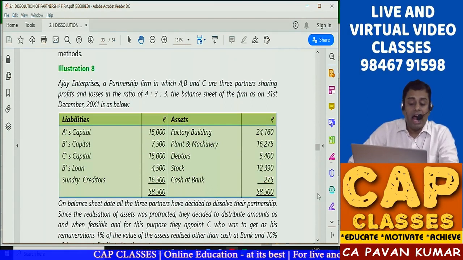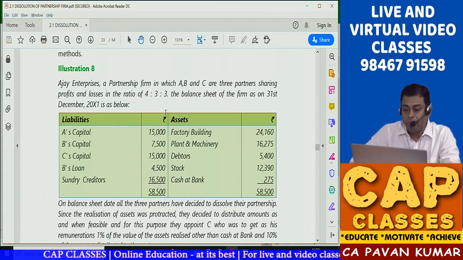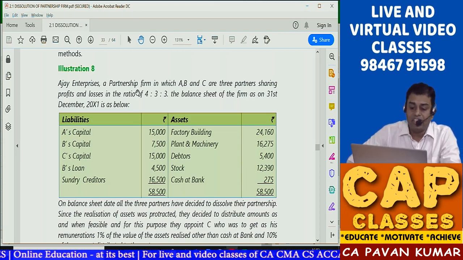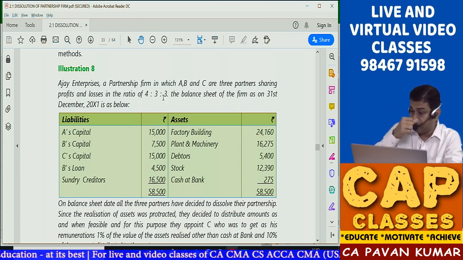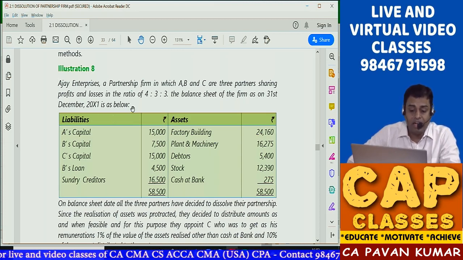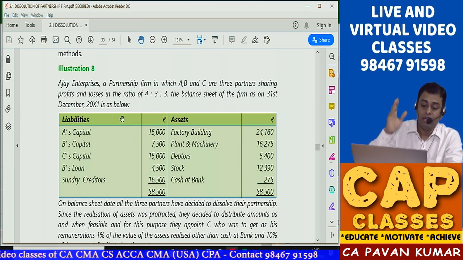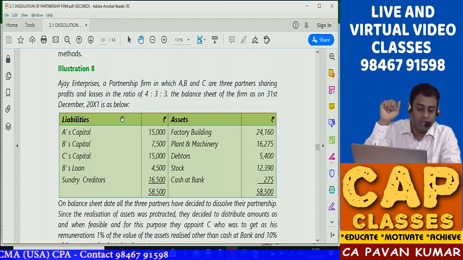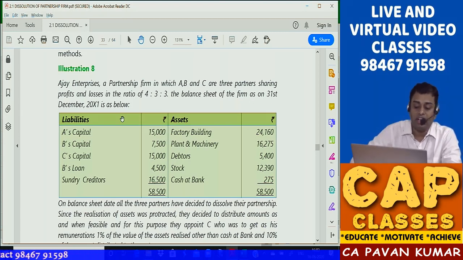Ajay Enterprises, a partnership firm in which A, B and C are three partners sharing profits and losses in the ratio of 4:3:3. The balance sheet of the firm as on 31st December 2011 is as follows. Liabilities: A's capital 15,000, B's capital 7,500, C's capital 15,000, B's loan 4,500, sundry creditors 16,500.